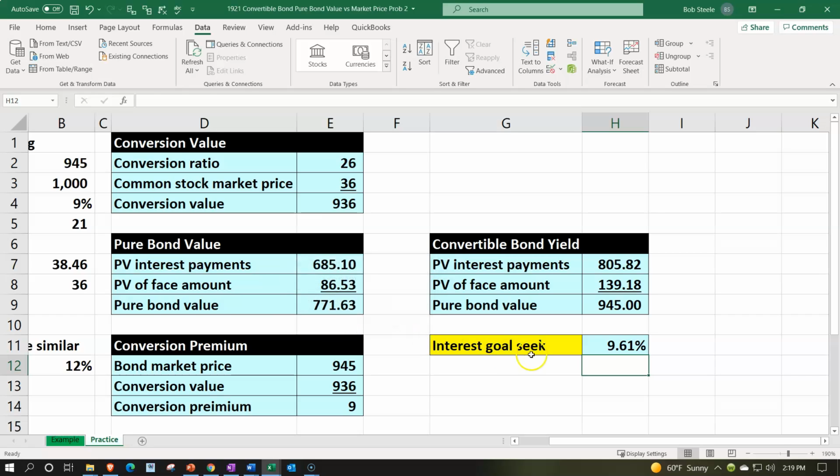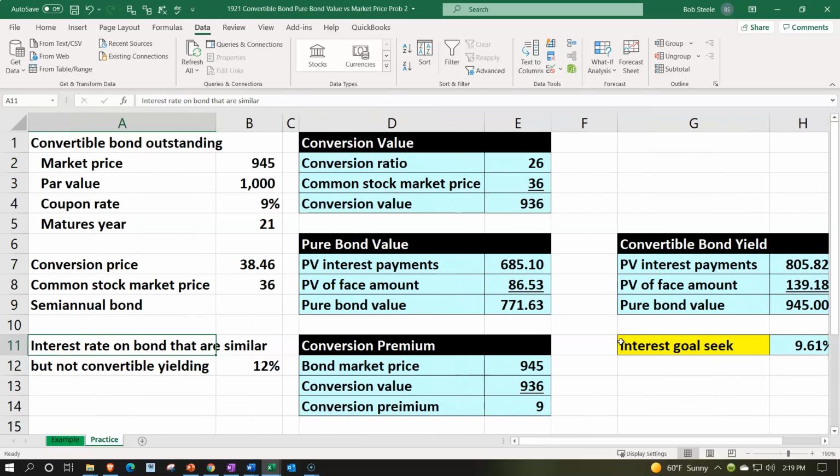That means that this rate would be the 9.61%, again, if there was no conversion feature involved. And that's another way to look at it, compared to the 12% for similar bonds that don't have the conversion feature. So that's another calculation we might look at to get an angle on this security that's a little bit more complex with that convertible feature on it.